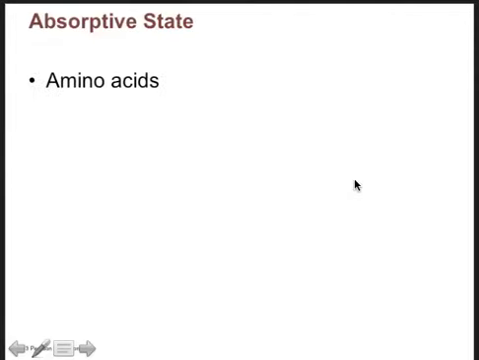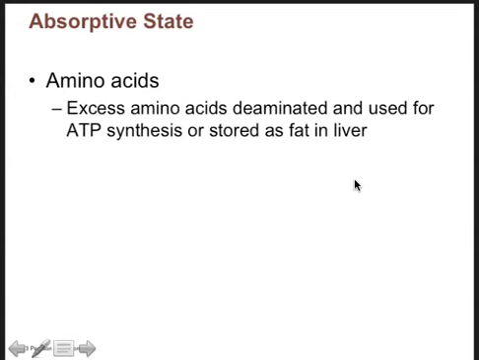If we're looking at amino acids, excess amino acids are deaminated and used for ATP synthesis, or they're stored as fat in liver. Essentially what happens when these amino acids are deaminated is they're converted into keto acids, and these keto acids can serve as Krebs cycle intermediates, which means they can be used to generate ATP directly and also used to generate NADH and FADH2 in the Krebs cycle.